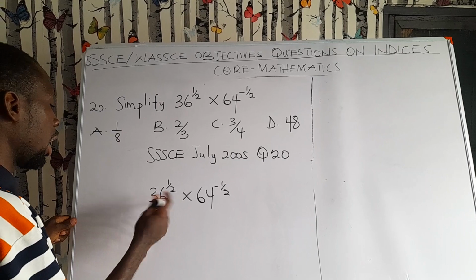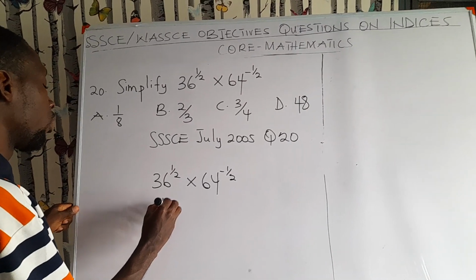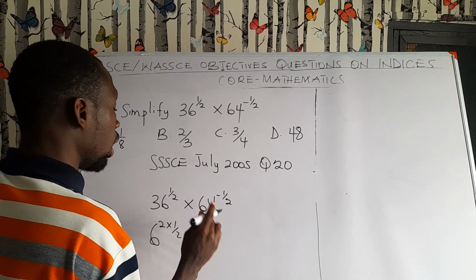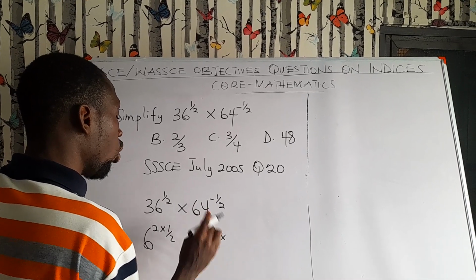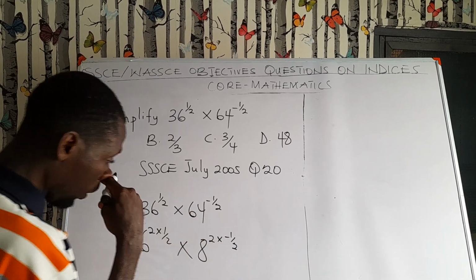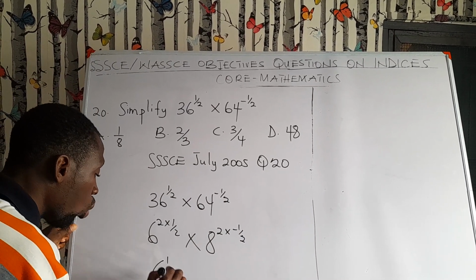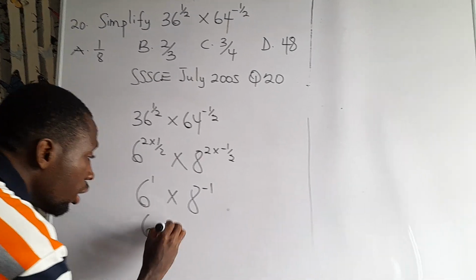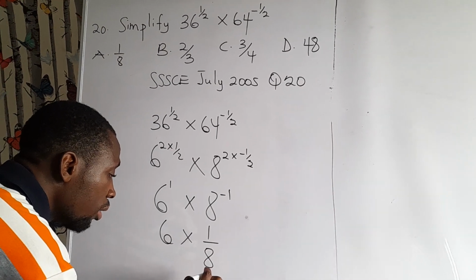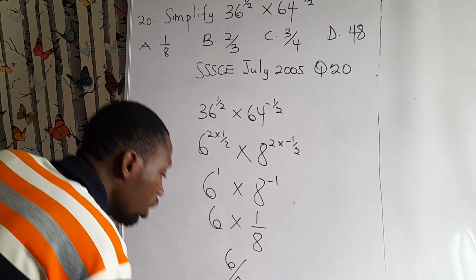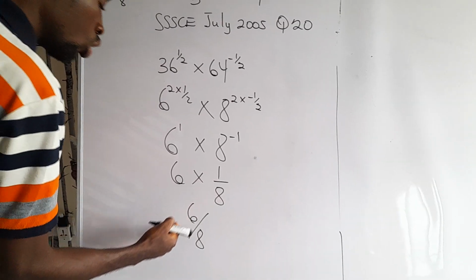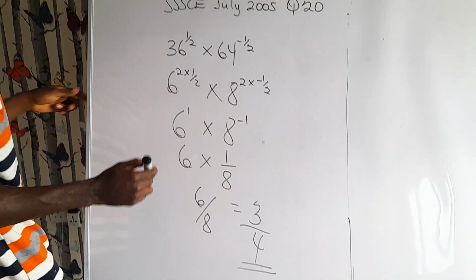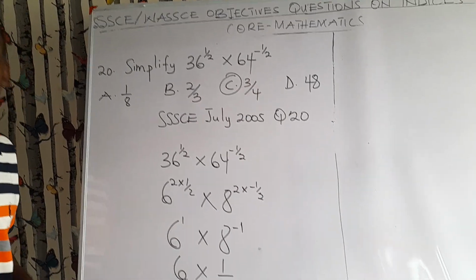36 in index form is 6 exponent 2, times half, and 64 is 8 exponent 2, times negative half. So 2 times half will be 6 exponent 1, and 2 times negative half will be 8 exponent negative 1. So that's 6 times 8 exponent negative 1, which is the same as 1 over 8, so this will be 6 over 8. A common factor that divides 6 and 8 is 2. 6 divided by 2 is 3 and 8 divided by 2 is 4. So the answer is 3 over 4, and the correct answer is C. I hope you had it correct.